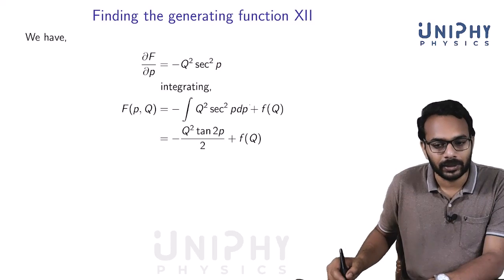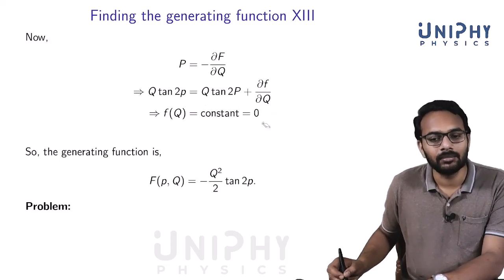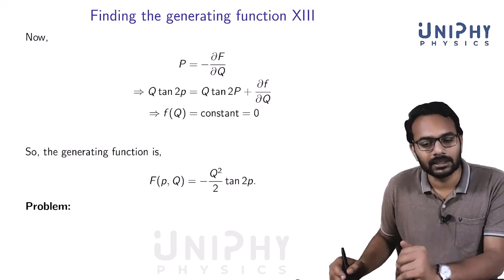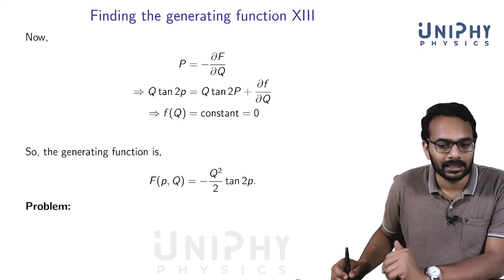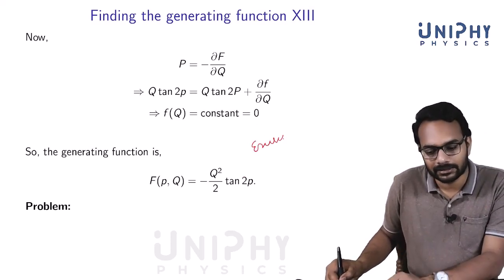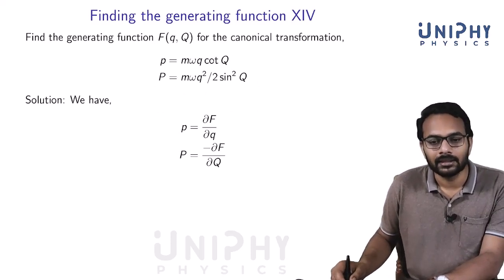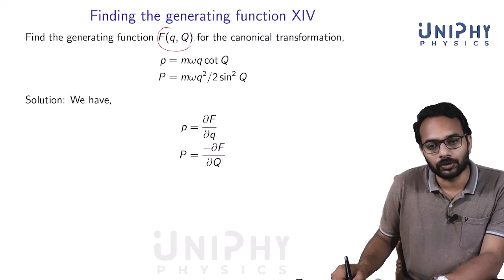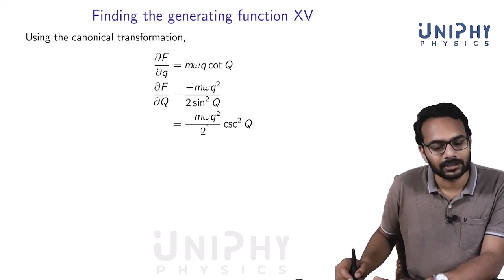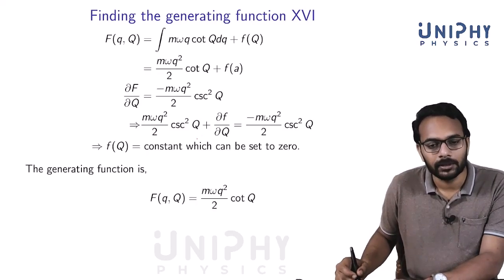The next step is to integrate. Of course, there will be an extra term here. Now you have to fix this extra term. You can do it using the second part of the equation, or the second partial differential equation, and you will get this answer. So this is left as an exercise. The next one is also left as an exercise. Here you are again asked to find the first type of generating function. We have already done such problems, so you can go through it. If you have any doubt, please contact me.